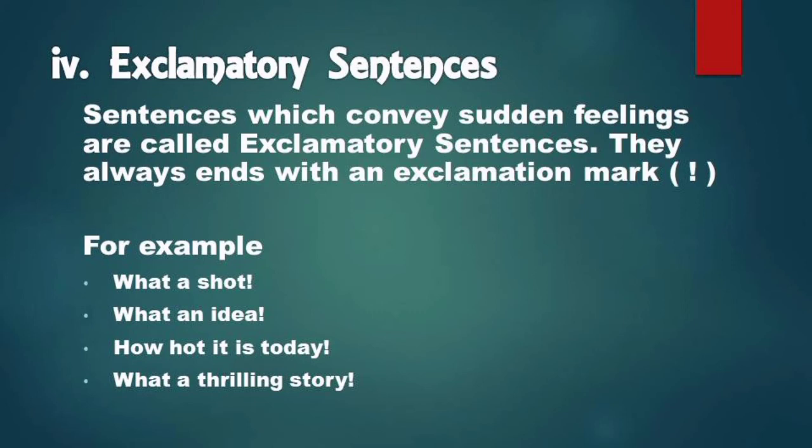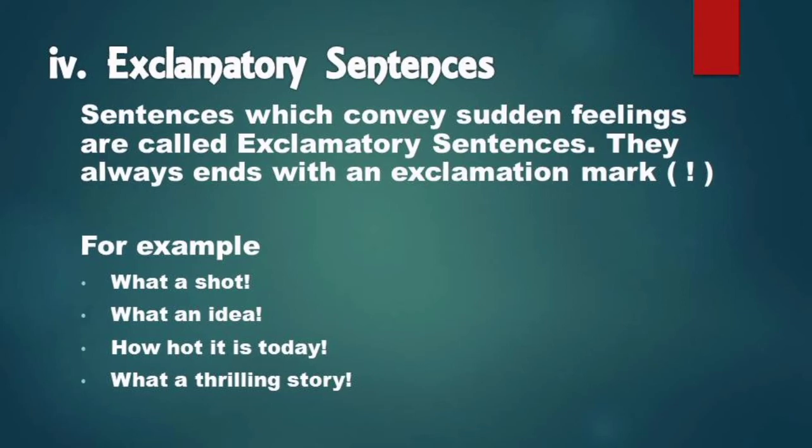So these are the 4 kinds of sentences, or the 4 types of sentences: the assertive or declarative sentence, interrogative sentences, third, imperative sentences, and fourth, exclamatory sentences. If you didn't get the idea, just rewind it once more and understand again.